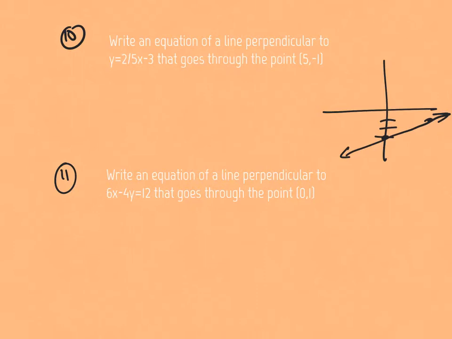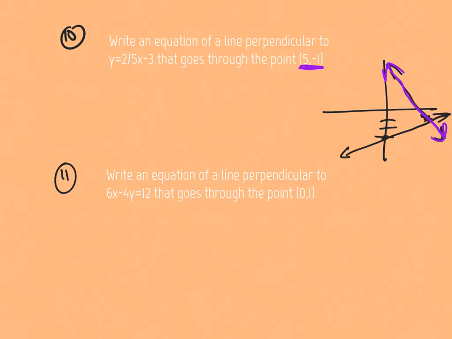So I want to go through the point 5, negative 1, right there. And then it's going to be perpendicular, so it's got to go like that. So I'm looking for, let's draw that in a different color here. I'm going to write the equation of the purple line. Okay, so in order to write an equation, you need a slope and a point. I have the point, I need a slope.